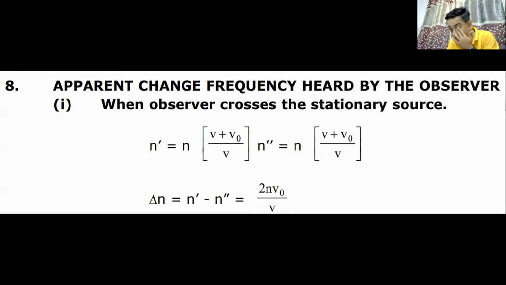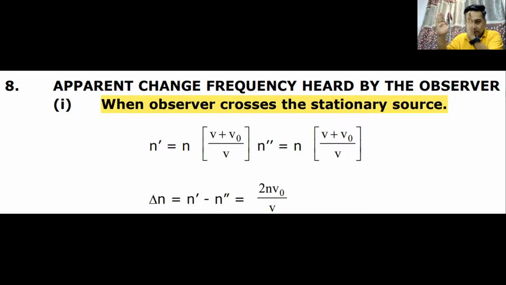So we move on to the next concept, beta, and I have seen direct questions coming from this concept. So please remember this. What is happening here is written clearly. Observer crosses a stationary source. So this is my source. It is not moving anywhere. It can be a loudspeaker on a building or some place. The source is not moving, and this is the observer, and he is crossing the source. Do we understand this?